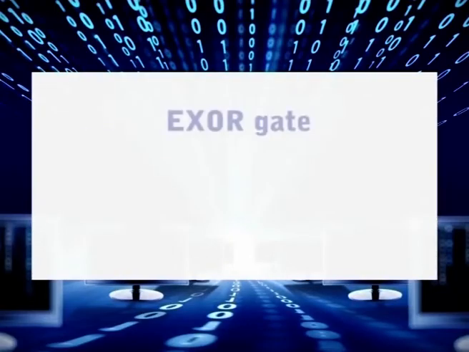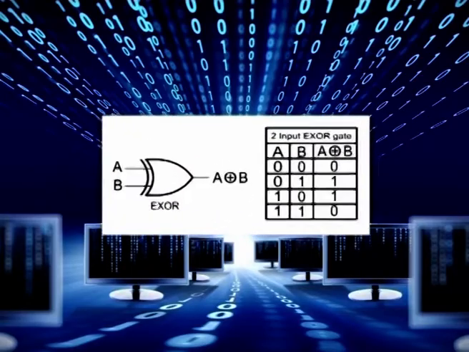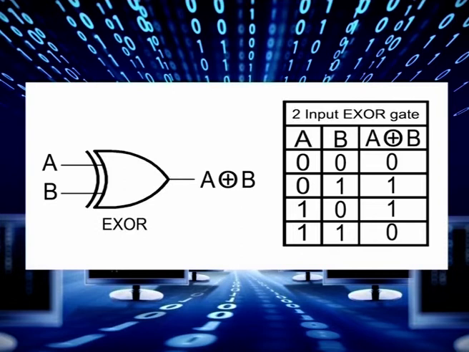So, next is the XOR gate. The exclusive OR gate is a circuit which will give a high output if either but not both of its two inputs is high. Look at the diagram. This is the representation of the XOR gate along with its truth table. An encircled plus sign is used to show the XOR operation. Here A and B are the inputs and A plus B with a circle is the output. In the truth table, we can easily notice that the output is 1 only when either of the inputs A or B is 1, else it is 0.